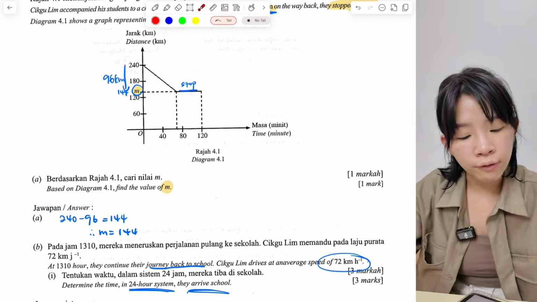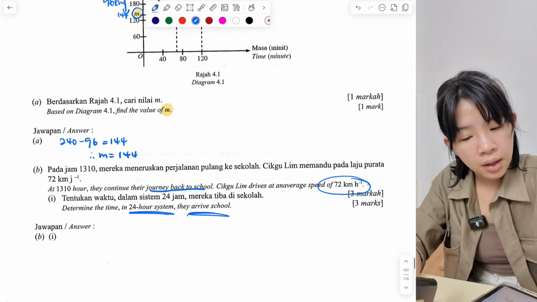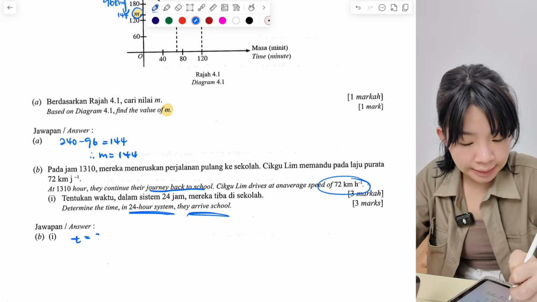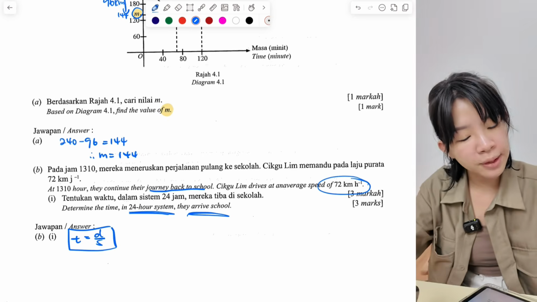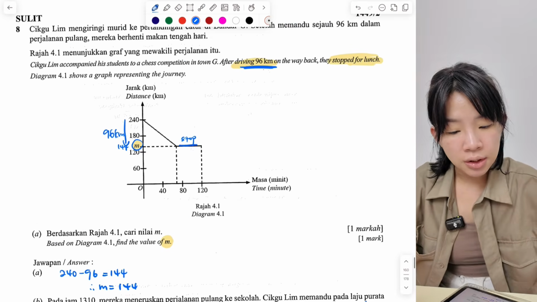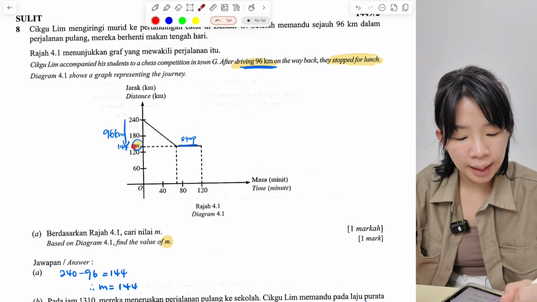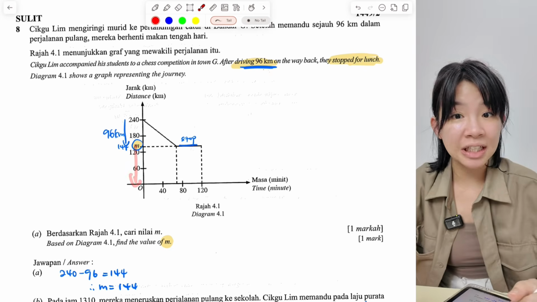Okay, so meaning we need to find the remaining time. To find time, what is the formula? Time equals distance divided by speed. So we need distance, we need speed. We do have speed 72. How about the distance traveled? After they had lunch, the distance traveled all the way until the destination, which is 144 to 0. So the distance is 144.